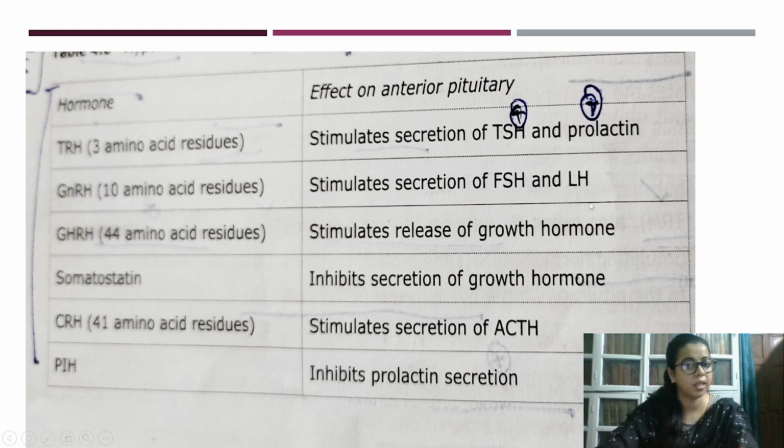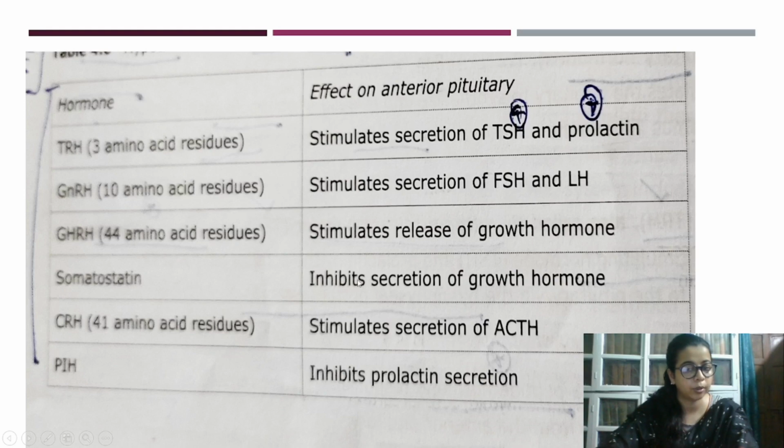Then GHRH, that is growth hormone releasing hormone, or growth hormone releasing factor. It will stimulate the growth hormone. Somatostatin is also secreted from the hypothalamus. It will inhibit the growth hormone. As I have told you, the hypothalamus hormones can be releasing or inhibitory, so this is inhibitory. Corticotropin releasing hormone will stimulate the secretion of ACTH. And PIH will inhibit the prolactin secretion. So all these hormones are releasing factors, and one inhibitor is somatostatin, which affects the anterior pituitary. All these are part of the anterior pituitary.